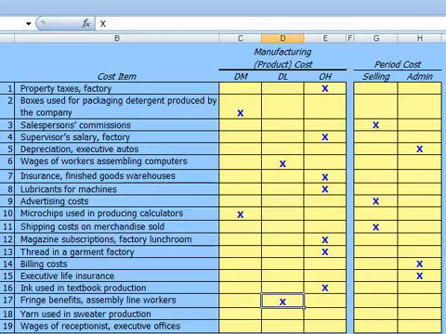Fringe benefits for assembly line workers. Again, the key is assembly line workers, workers that are actually making the product, would be a product cost and classified as direct labor. Yarn used in sweater production would be direct materials, while the wages of a receptionist in our executive office would be a period cost and classified as an administrative expense.